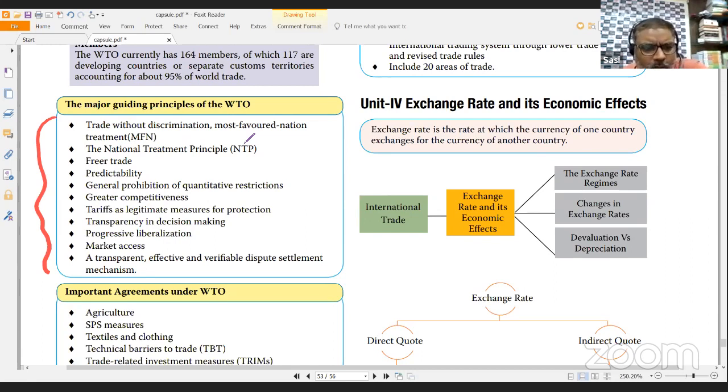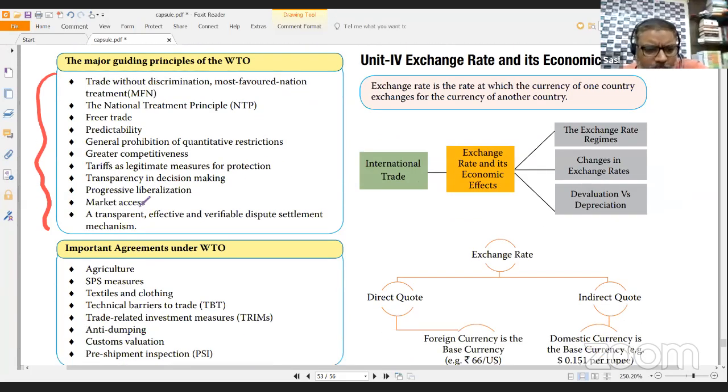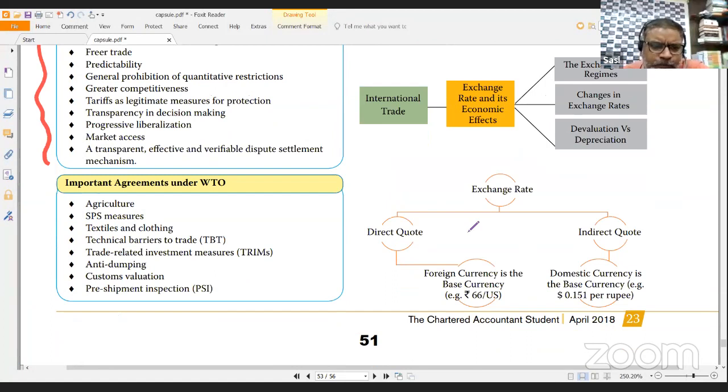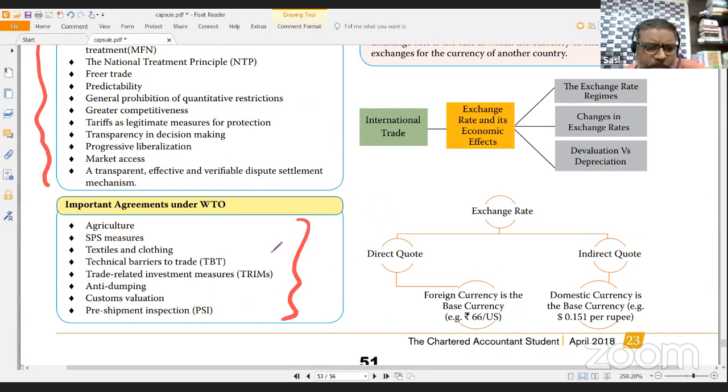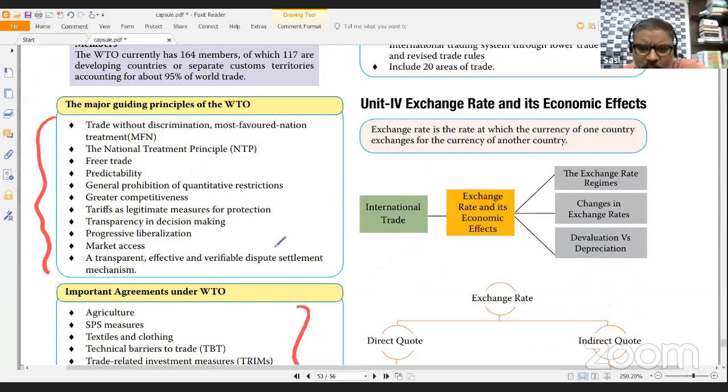Everybody will tell, oh, we are going to increase transparency, we are going to make it free trade, we are going to be progressive, we are going to be liberal, and so on. Everything will be good only. So all these things can be just read and remembered. Some of them will have to be written if these types of questions are asked.